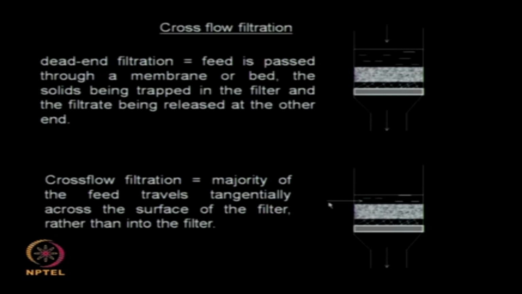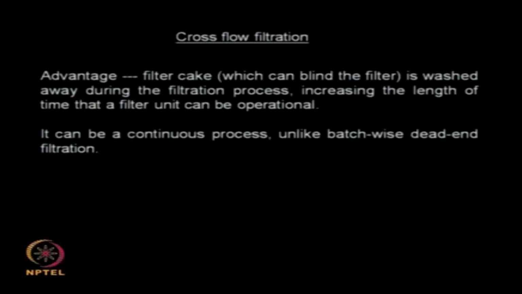Whereas in the cross flow, because the liquid is flowing like this, it sort of washes the solids that are settling on top of the filter medium. So it really prevents the solid clogging. In a normal dead end filtration, after some time you need to remove the solids, that means it is a batch process, whereas in a cross flow filtration we can do it as a continuous process. So that way I can prolong the filtration time. That is the main advantage with cross flow filtration.